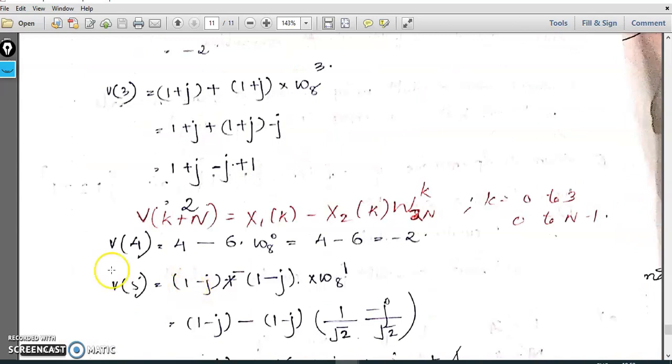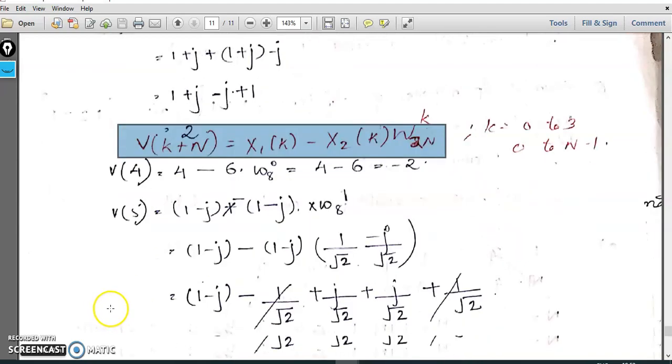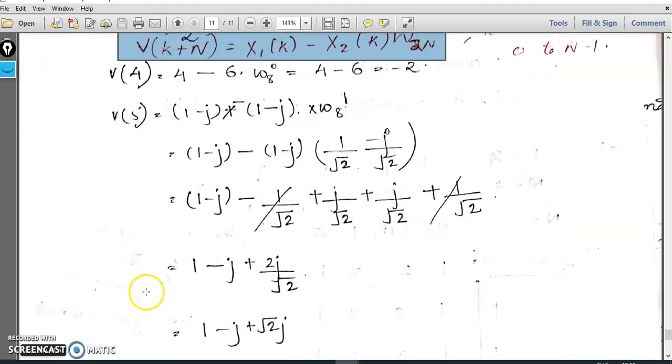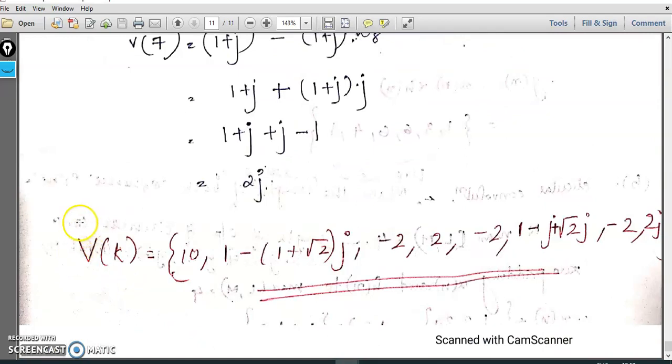The remaining values are given by this equation. v of k plus N is equal to x1 of k minus x2 of k into W2N raised to k. Here also k varies from 0 to 3. You will get the remaining values v4, v5, v6 and v7. This is the final value.